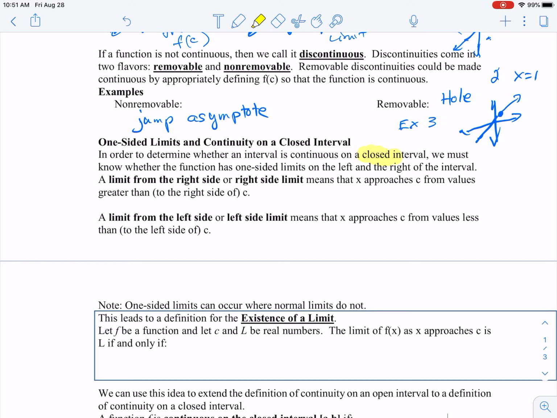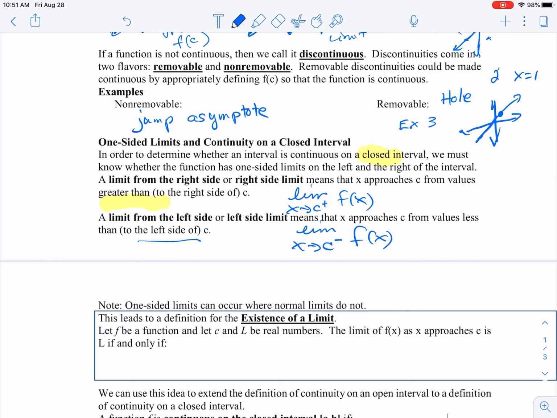We must know whether the function has a one-sided limit on the left and right of the interval. A limit from the right side, or the right side limit, means x approaches c from values greater than c. Left side comes in from the left. We did that yesterday, right? This is the limit as x approaches c from the right. This is the limit as x approaches c from the left.